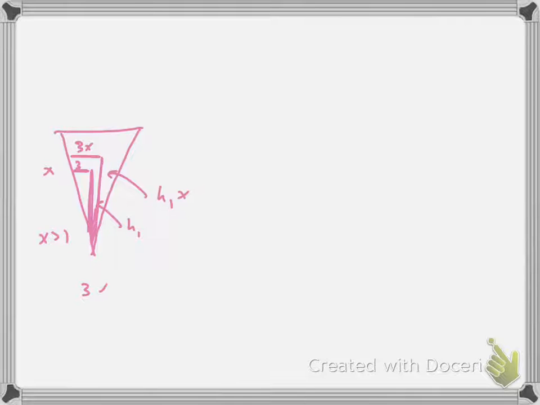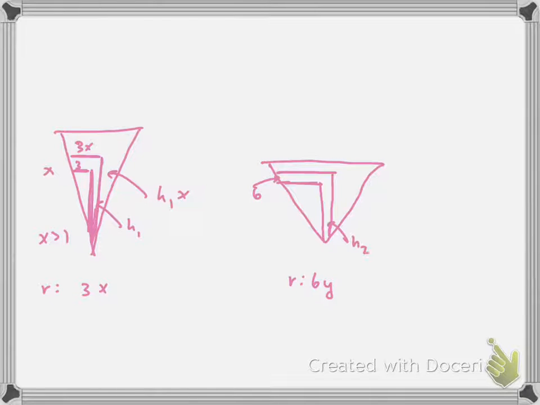So my new bases are going to be 3x for the radius. And then for the wider cone, the radius is going to be 6y. So I'm going to apply the same principle. I'm going to say if my final radius is something like this and my final height is something like this, this was initially 6, this is initially h2, they're getting scaled by a factor of y. So this is going to become 6y and this is going to be h2y. So the final height is going to be h2y and the final height is going to be h1x.